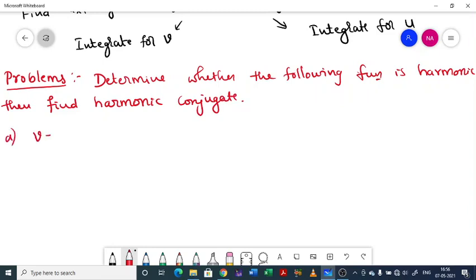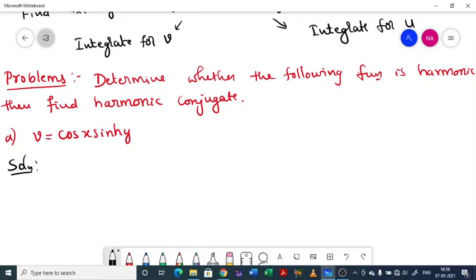So v equal to cos x sin hy. So v is given. Now as per the problem statement, first we have to show that this is harmonic. Harmonic means it is a function in x and y, right? So we need to prove that v double x plus v double y equal to 0.